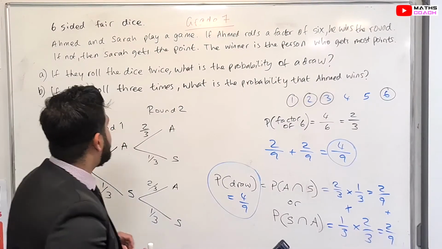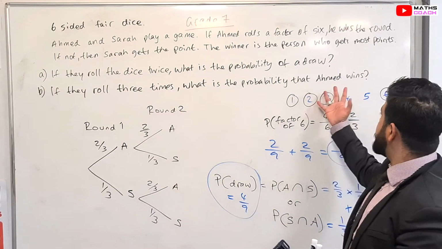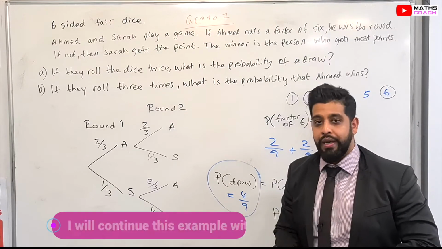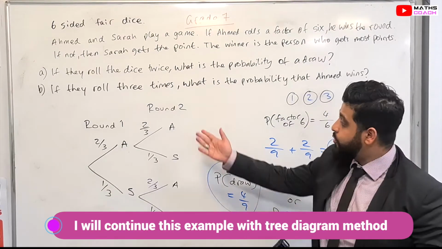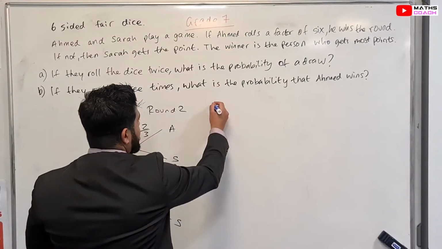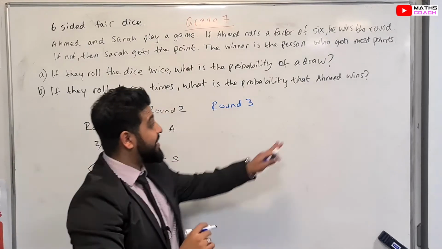Let's have a look at part B. If they roll the dice 3 times, what is the probability that Ahmed wins? Now, you can actually do this in one of two ways, okay? One of the ways is to extend this tree diagram for round three. So let's do this, round three. Now, we are just interested in Ahmed winning.